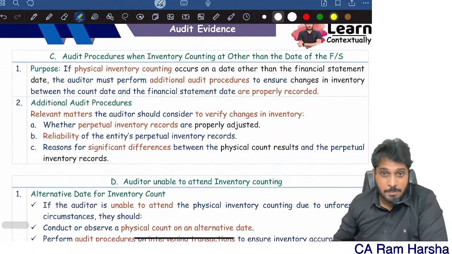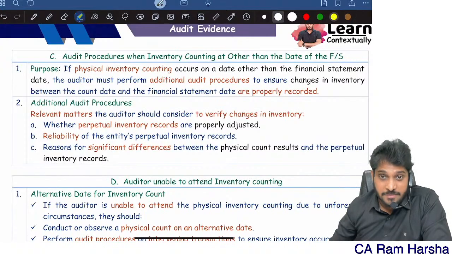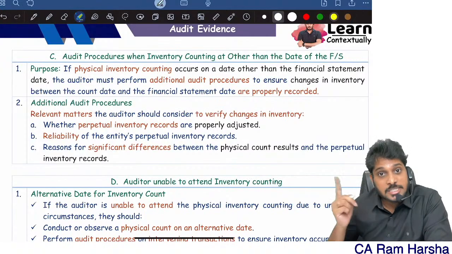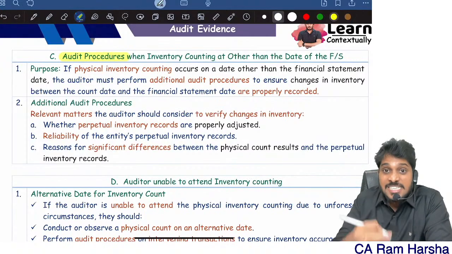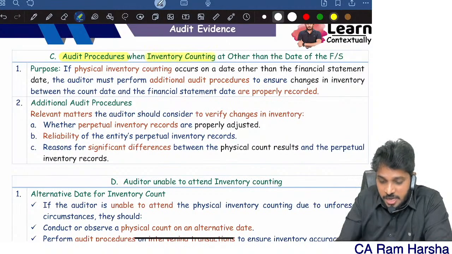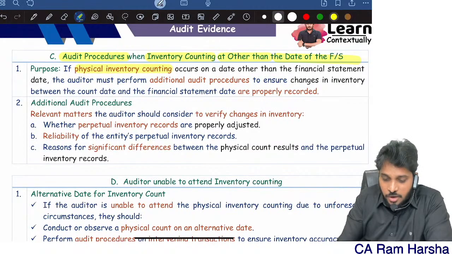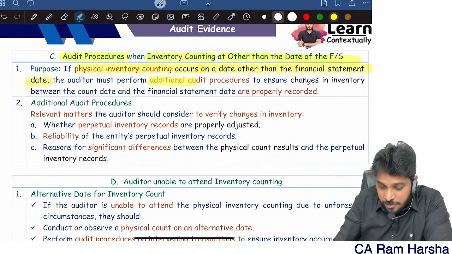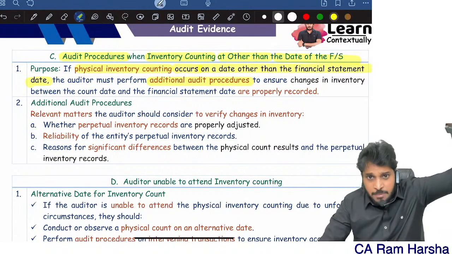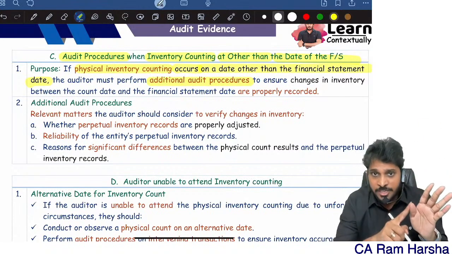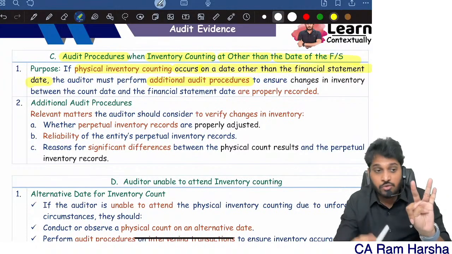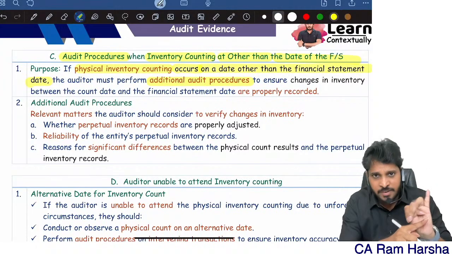Sometimes the company may not be doing inventory counting on 31st March. They might be doing it on some other date. What extra procedures do you need to perform when inventory counting is at a date other than the balance sheet date? If physical inventory counting occurs on a date other than the financial statements date, then the auditor has to perform additional procedures. The same above procedures you will perform: check management instructions, check how they are counting, test check inventory, inspect the inventory, all that you will do.